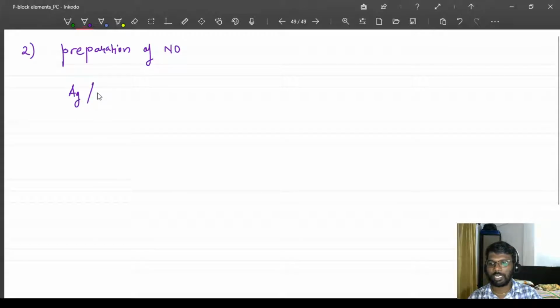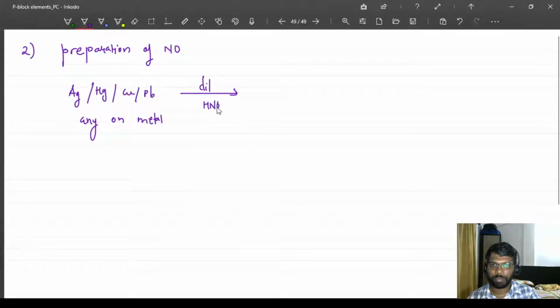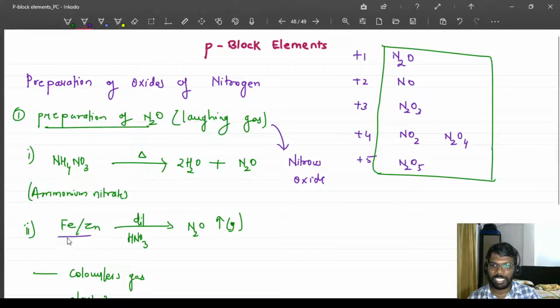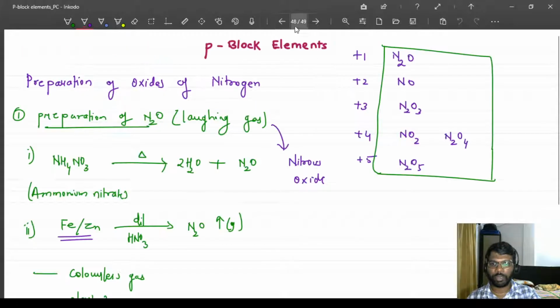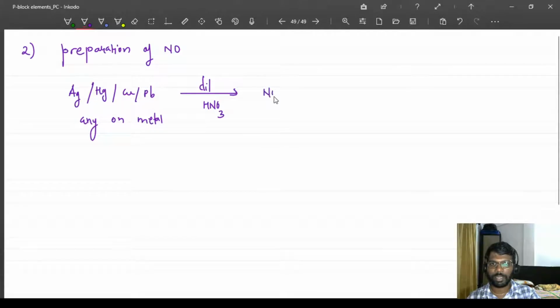You can use silver or mercury, or you can use copper or lead. Any one metal you can use, in the presence of dilute HNO3. For preparing N2O, you are using either Fe, that is iron, or zinc. Here you are using silver, mercury, copper, or lead. And the acid is the same, HNO3 only, and what you get is NO. And this arrow is again for the gas.